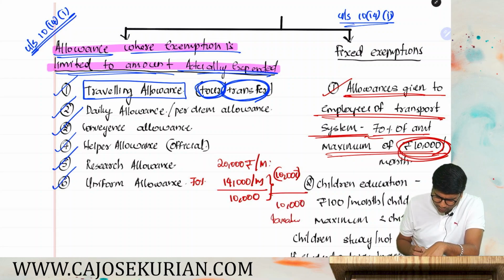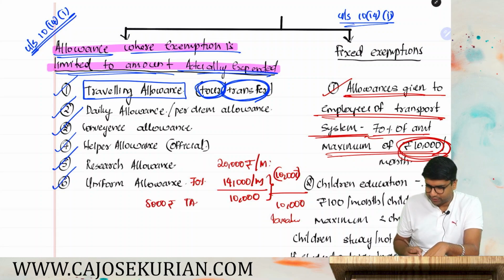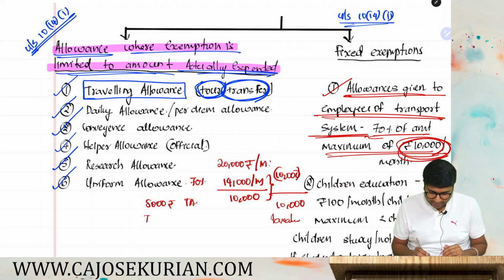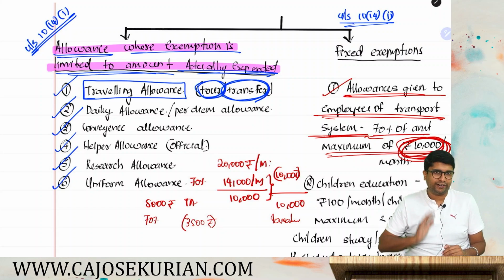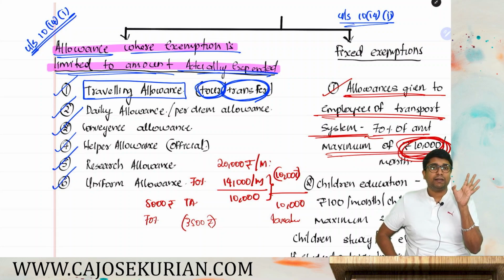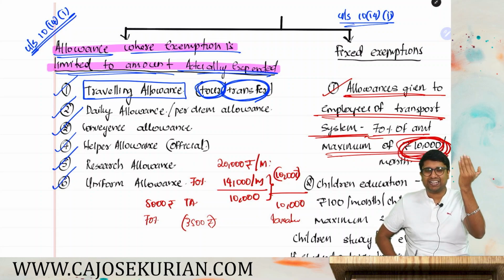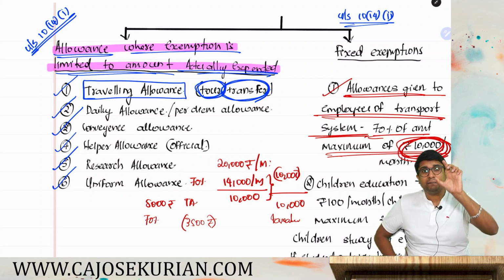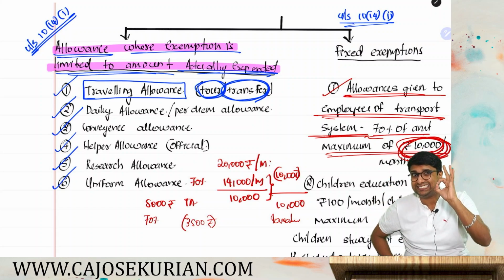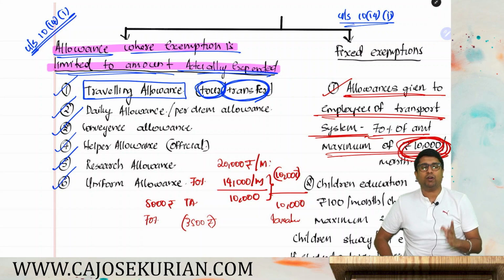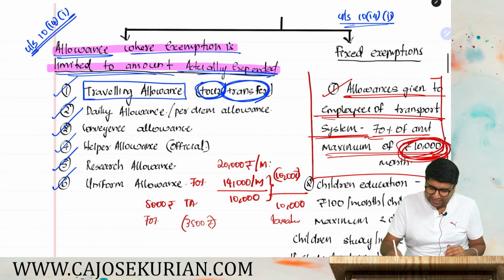Imagine you are receiving 5,000 rupees as transport allowance. Then 70% of 5,000 will be 3,500 rupees. So you will get an exemption of 3,500, which is lesser than 10,000. So you can claim an exemption up to 3,500. So that is what they're saying. If you are an employee who is working with a transport system and you're getting transport allowance, the exemption shall be 70% of the monthly allowance and maximum monthly exemption shall be 10,000. It shall not exceed 10,000 per month. That's what they are saying as a part of the fixed exemption.